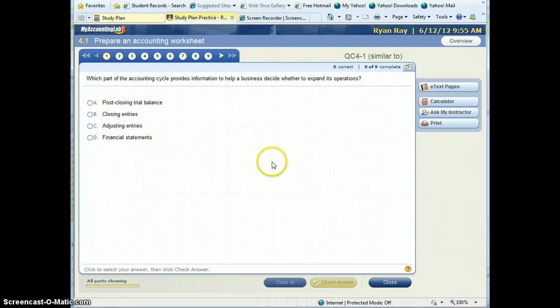Which part of the accounting cycle provides information to help a business decide whether to expand its operations? Well, post-closing trial balance, closing entries, and adjusting entries are all a part of the accounting process. But if I'm an investor, if I'm management, I want to work off of the financial statements to make any decisions. So it's going to be D, financial statements.